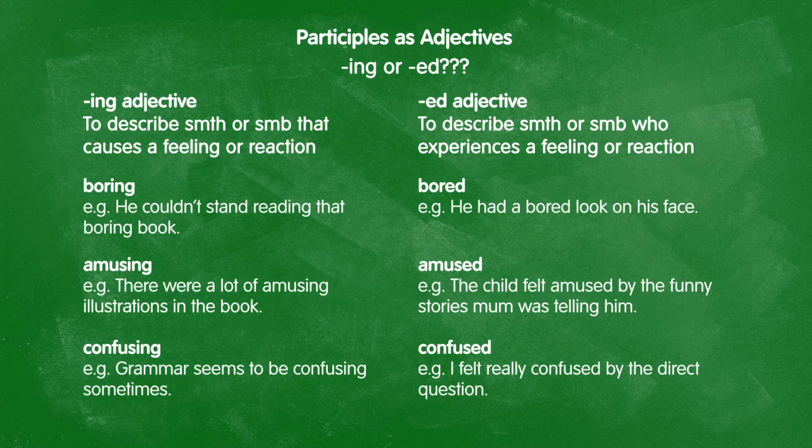Now, quite often, students feel confused about which participle to use, particularly when we're forming the adjective forms of words. So let's analyze the differences between a few of these phrases in their present and past participle forms. For example, if we look at the phrase boring, like in the sentence, he couldn't stand reading that boring book, or the word bored. He had a bored look on his face.